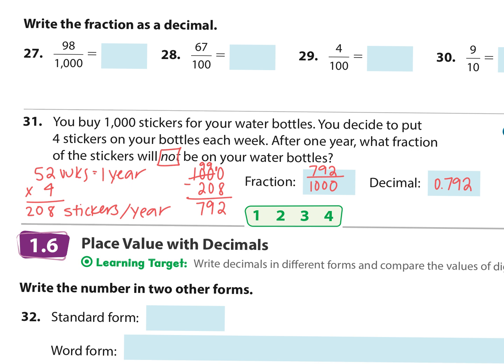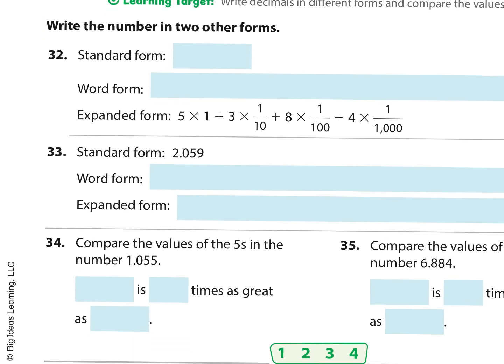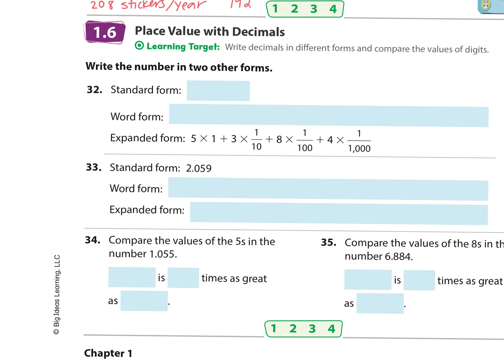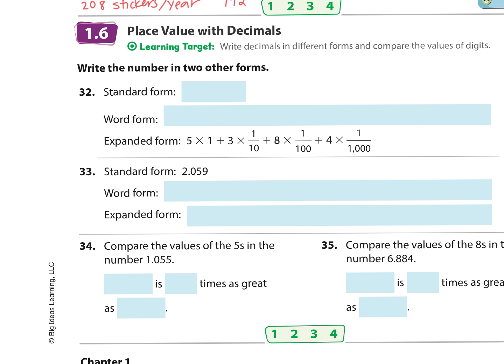Okay, will there be a question like this on our test again? If there's one on your test review, then yes, there will be one on your test, because your test review is almost identical to your test. Okay, what about section 1.6? Place value with decimals. Standard, word, expanded, and then comparing. Do I need to go over any of these?